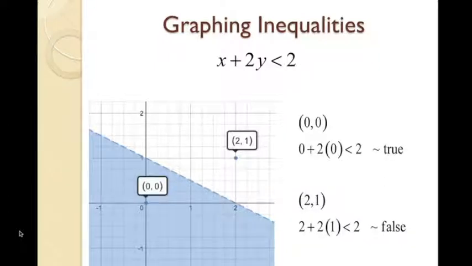Choose the points (0, 0) and (2, 1). We substitute the values into the inequality to find the true statement. The point (0, 0) does satisfy the inequality, so we shade the half plane that contains this point. In this case, we shade the half plane below the line x plus 2y equals 2.